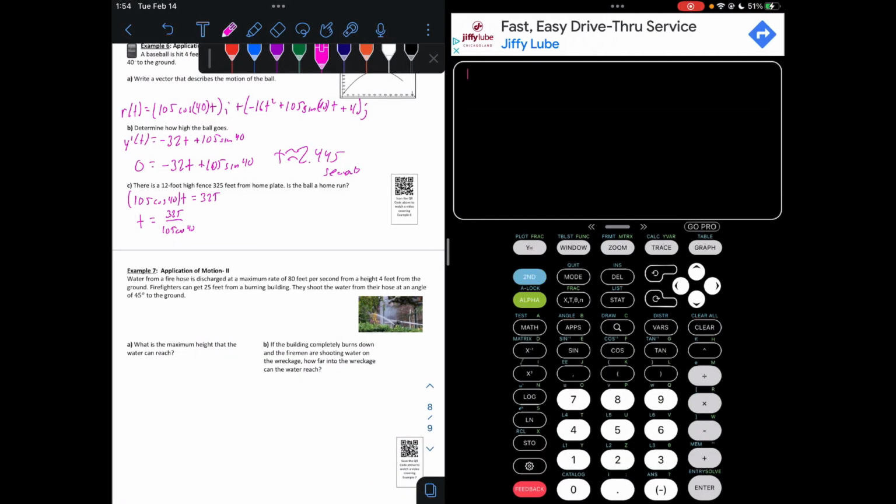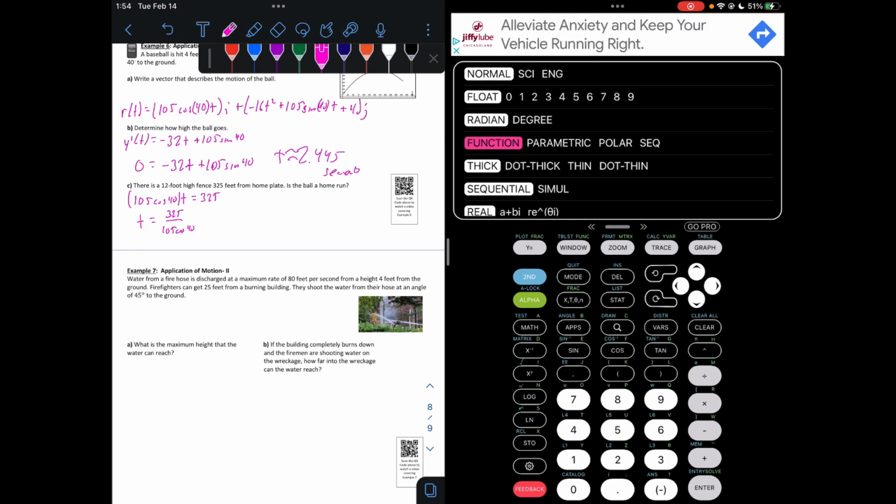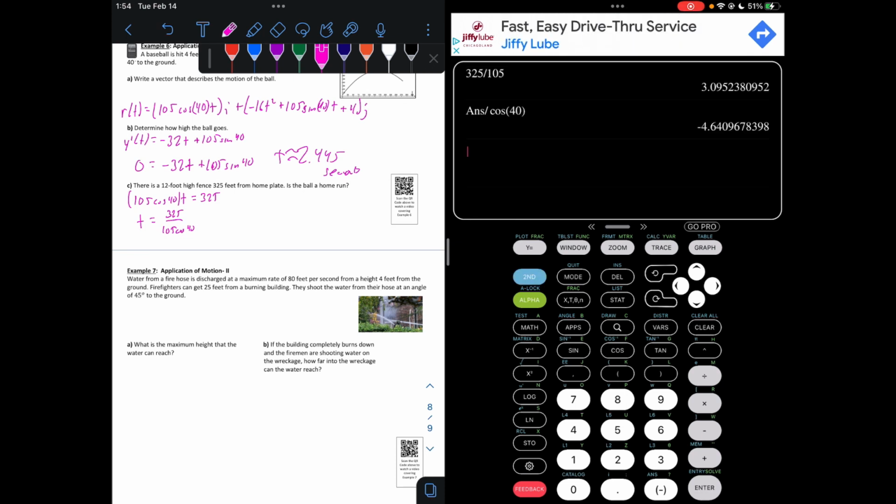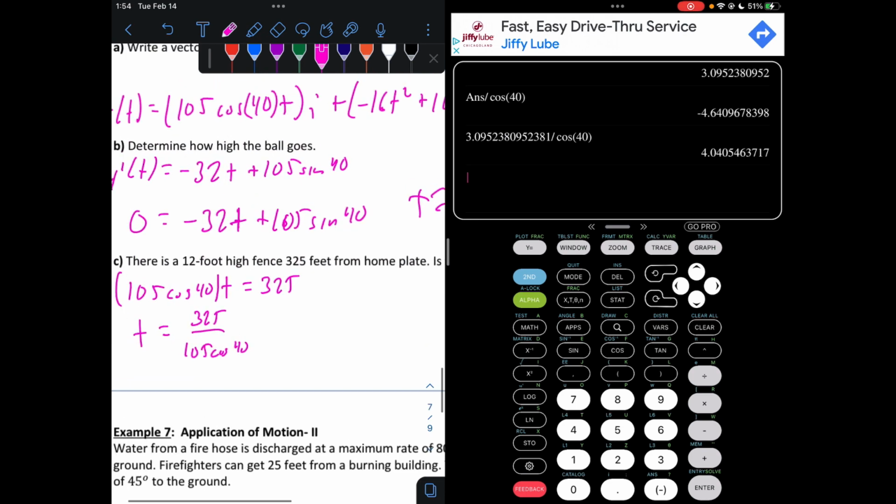Go back to the home screen for that. So we got 325 divided by 105 divided by cosine 40. We should be in degree mode for this. That's why my answer for the last one looked different. We should be in degree mode because of the 40 degrees. I'll go back and fix that in a second. So let's try that again. This number divided by cosine 40 is 4.041.